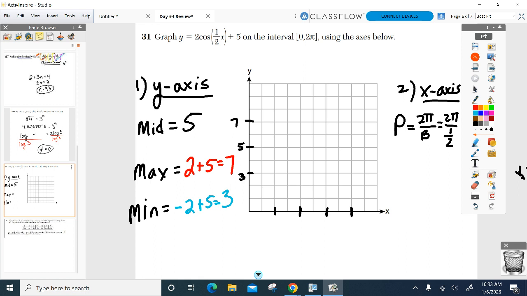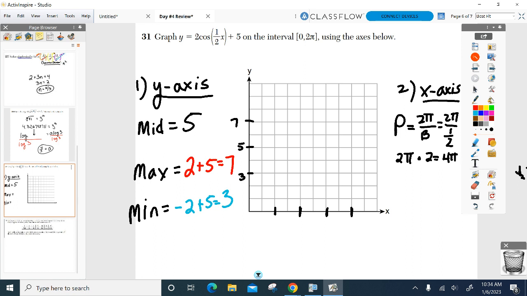2 pi over 1/2, right? Times. You take the denominator and flip it, reciprocal. Okay, easy, boss. All right, look at this kid throwing out vocab here. Right. Yep. Blind squirrel finding an acorn. Way to go. 4 pi.